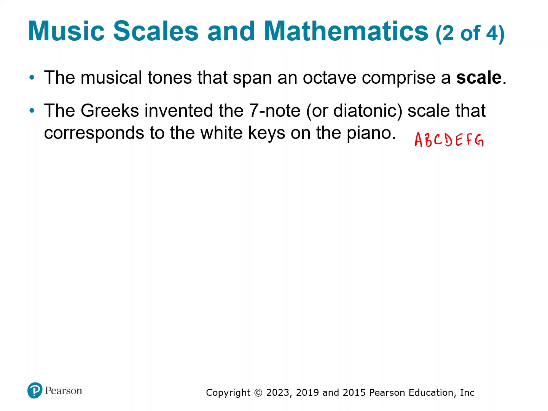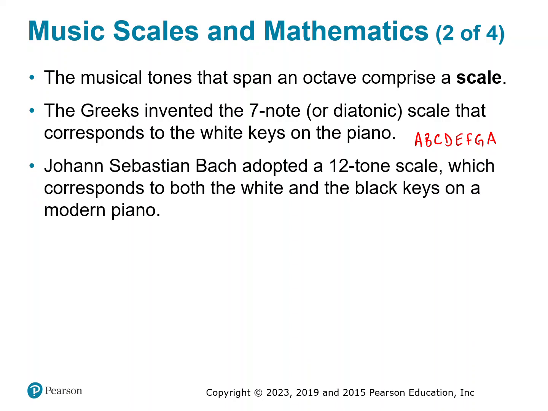That's 1, 2, 3, 4, 5, 6, 7. And then we return to A. So the octave returns us to A, although there are only 7 notes in one scale. All right, so that's why it's 7 and not 8. It's kind of 8 because we return to A or C or wherever we started.